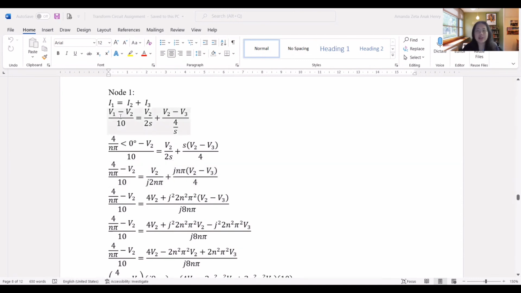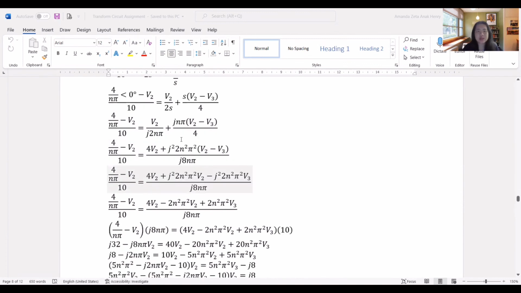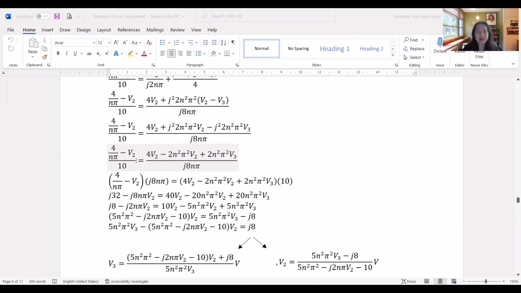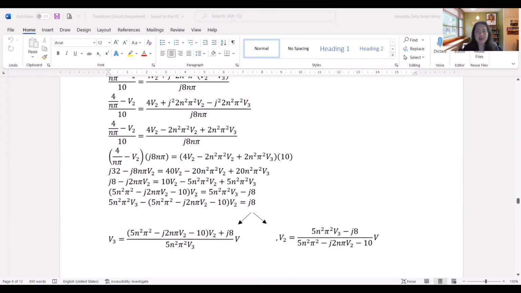So we already know that V1 is this one because we already calculated it in the previous calculation. Then we also insert the V3, which is V2 minus V3. So we will get this one, and then after that we make the denominator the same, and then the answer will be this one. After that we cross multiply so that we get the answer for this one, and then we make the calculation simple, and then we will get V3 is this one, and then V2 is this one.